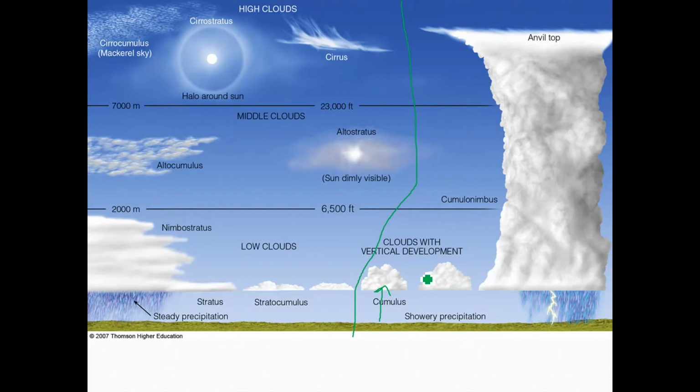However, if the atmosphere is very unstable, that air is allowed to continue to rise, and the cumulus cloud grows taller and taller and taller until it eventually becomes what's called a cumulonimbus cloud. This is a cumulus cloud that is capable of producing thunderstorms. We'll talk more about that in the next module.